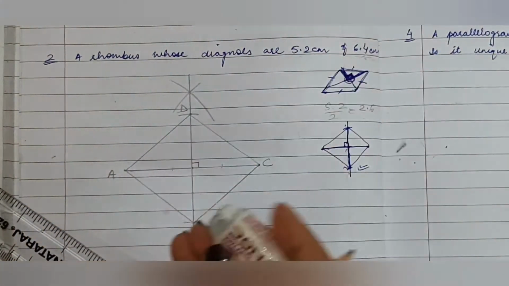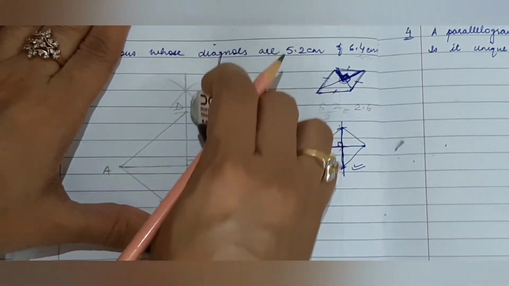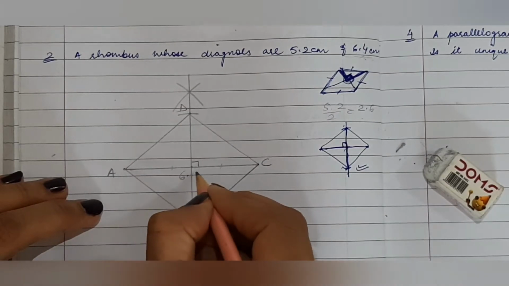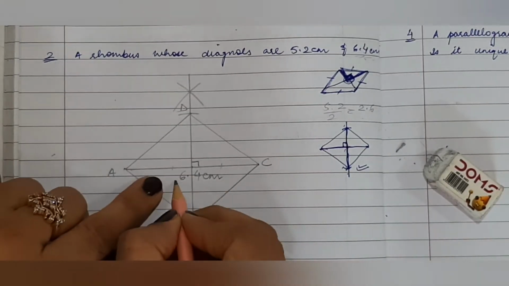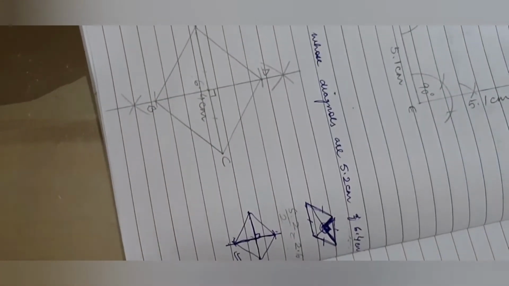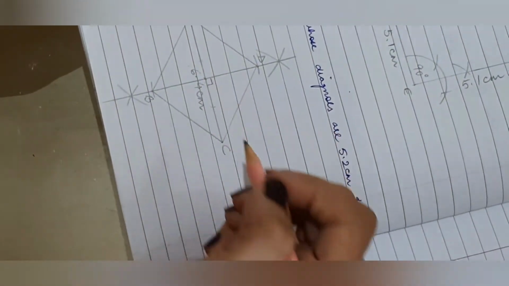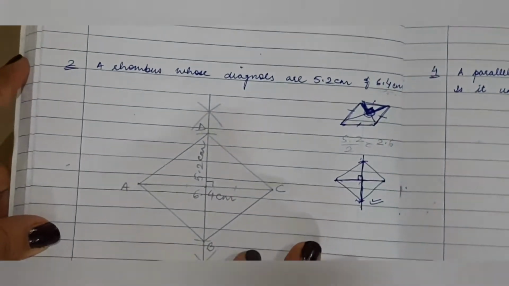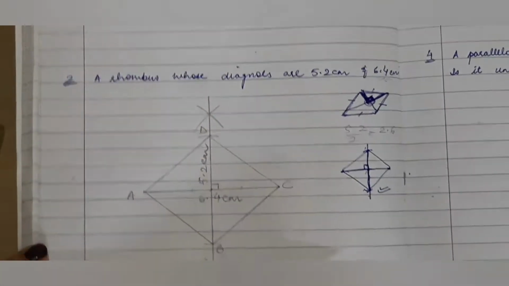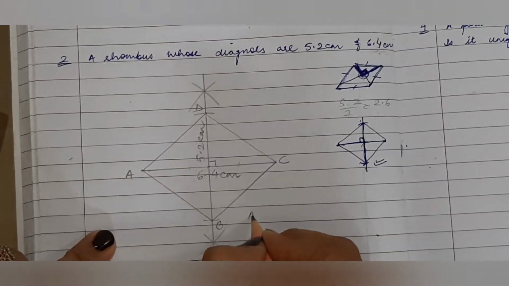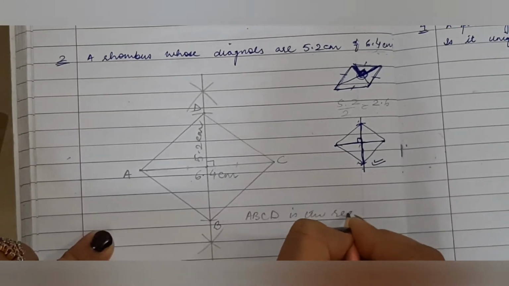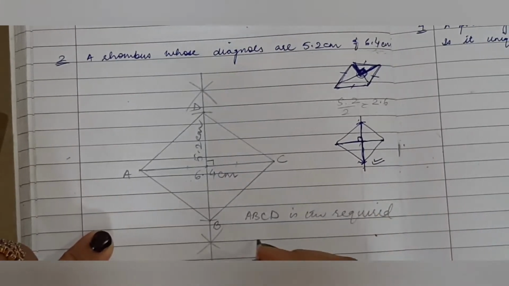Now we will do the neat work. Erase the extra arc. This is 6.4 centimeters, so write it this way, 6.4 centimeters. Don't write it on one side as the whole segment, and we have the midpoint, and write 5.2 centimeters here. So this way we have our segments, and you can write here ABCD is the required rhombus.